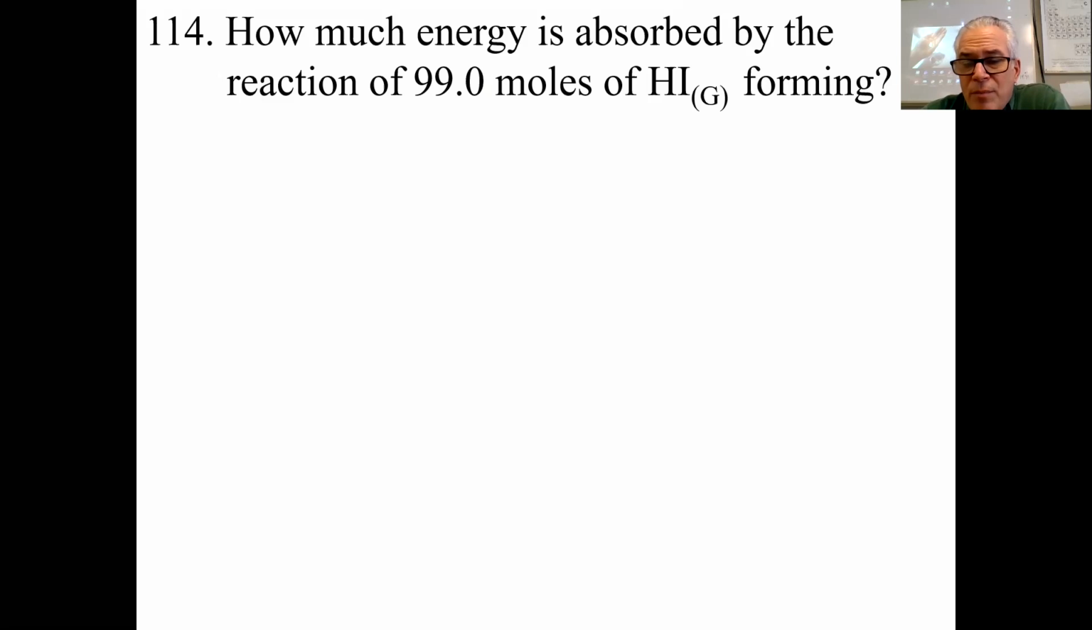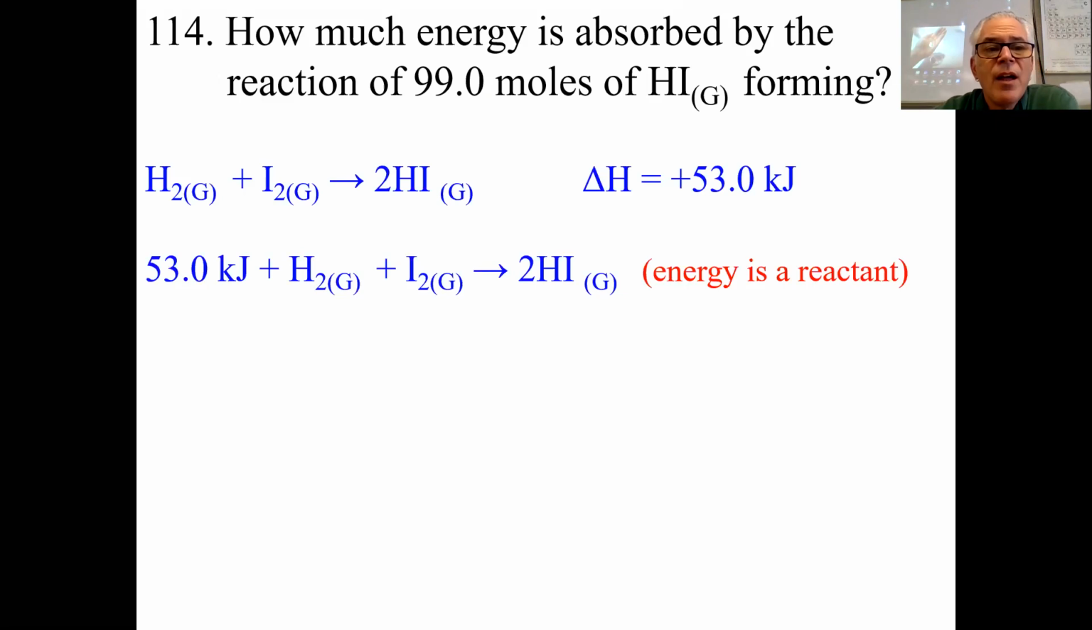How much energy is absorbed in the reaction of 99.0 moles of HI gas forming? You say, I don't know. I don't know either. This is the last chemical reaction before we get to the physical changes ones. So we have it. It says in this balanced chemical equation, H2 and I2 makes 2HI, and the delta H is positive. So in this case, we can rewrite it, but energy is a reactant. That means it's going to absorb energy. Hydrogen and iodine have to get energy in order to make HI. So the mole ratio here would be 53 kilojoules to 1 to 1 to 2.